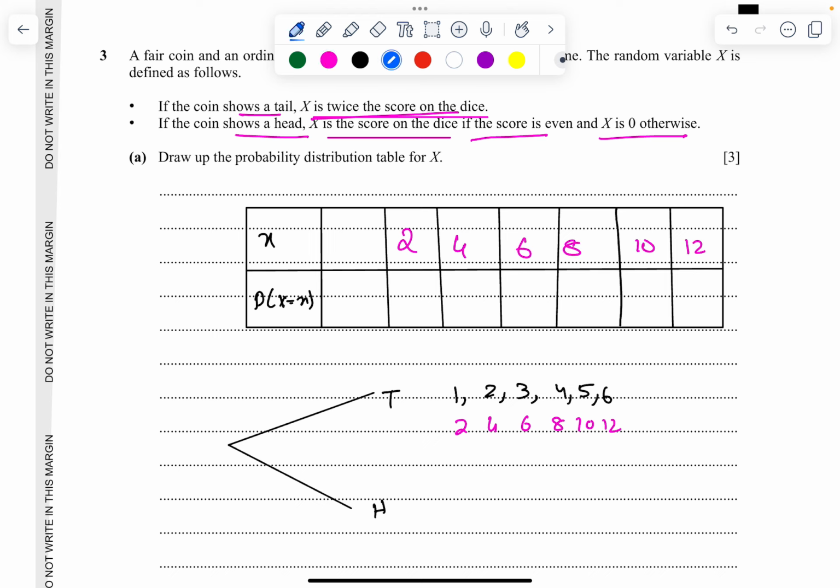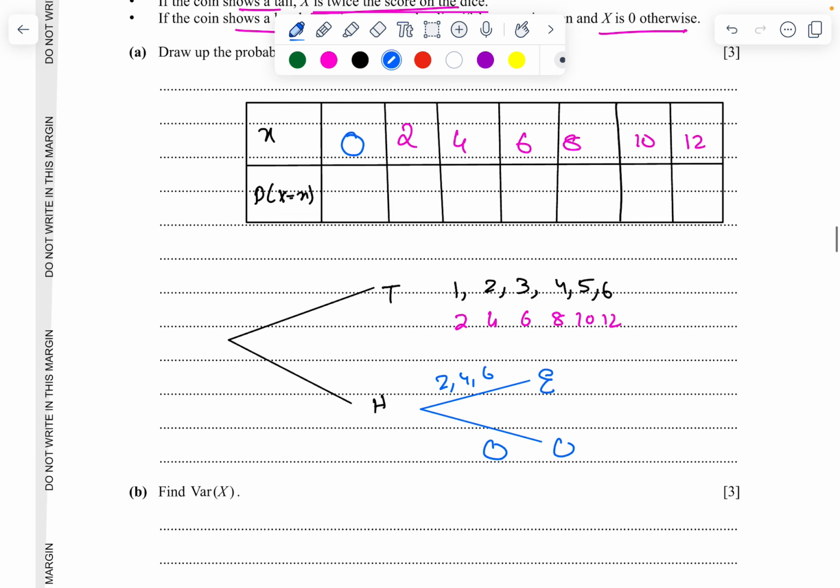Now, if it is a head, the score can be an even number or an odd number. If it is an odd number, it is going to be 0. Even number is going to be the score. So it is 2, 4, 6. And another one is 0. So probability of getting 0 is nothing but what?